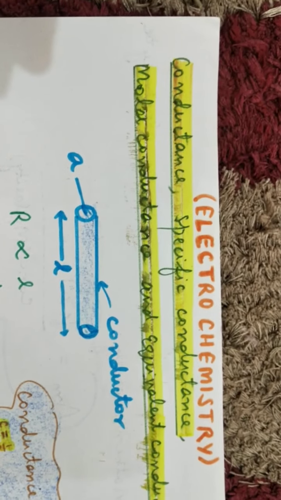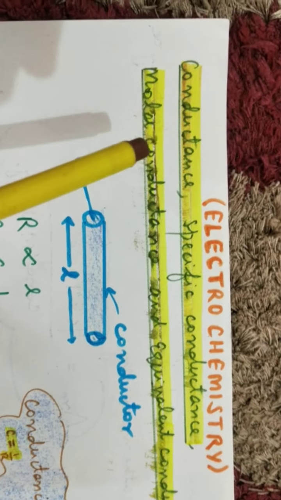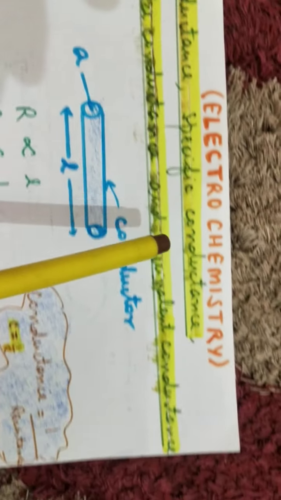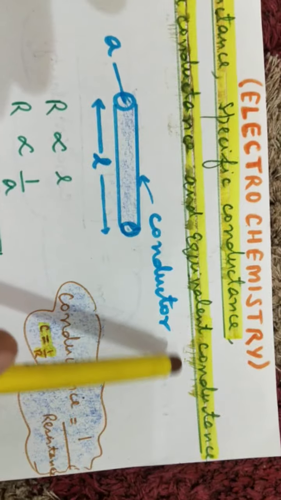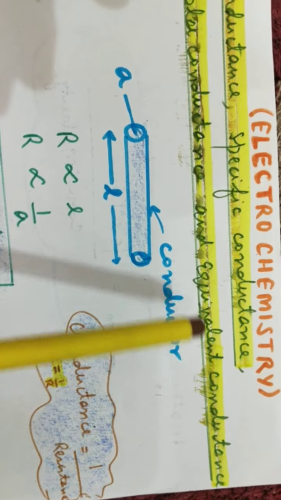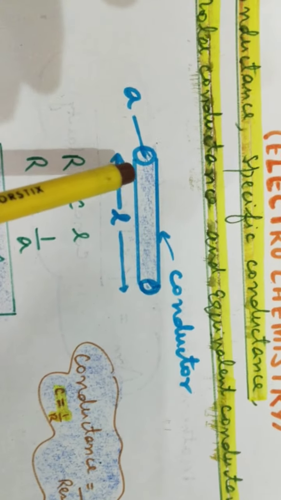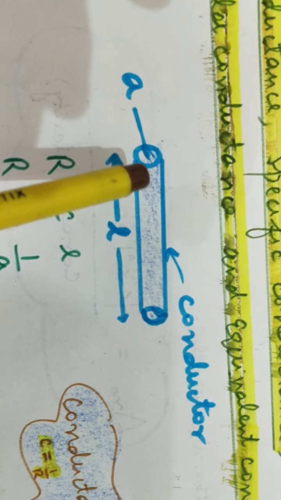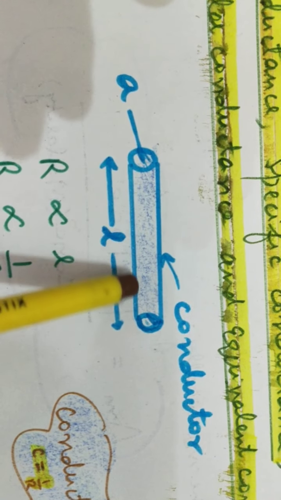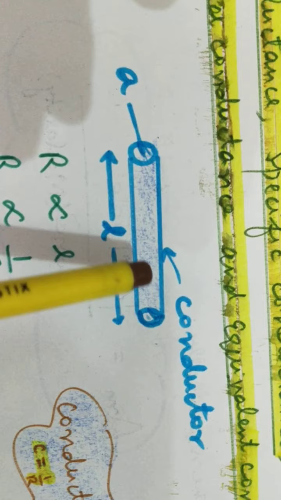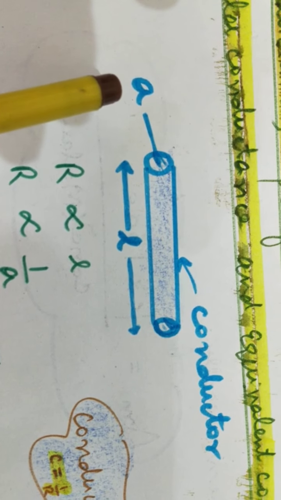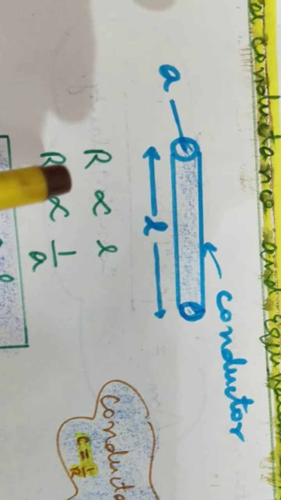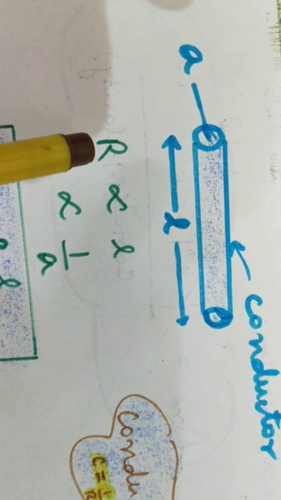In electrochemistry, today we'll discuss conductance, specific conductance, molar conductance and equivalent conductance. Suppose there is a solid conductor whose length is L and area of cross section is A. Then the resistance of this conductor.